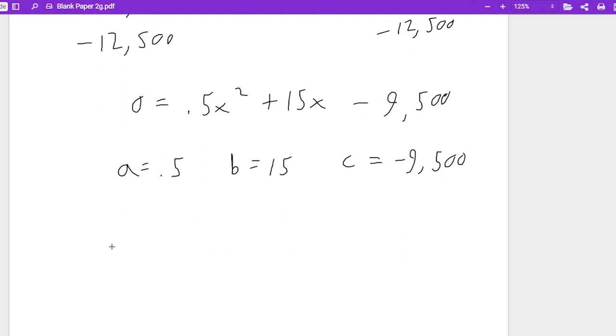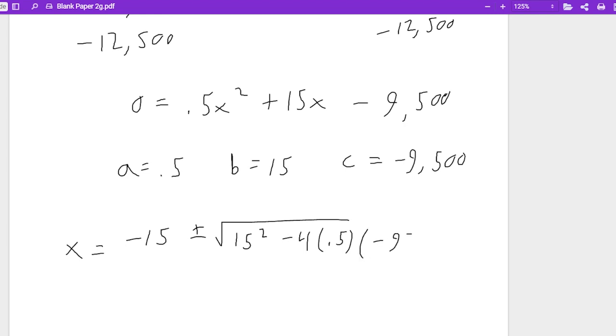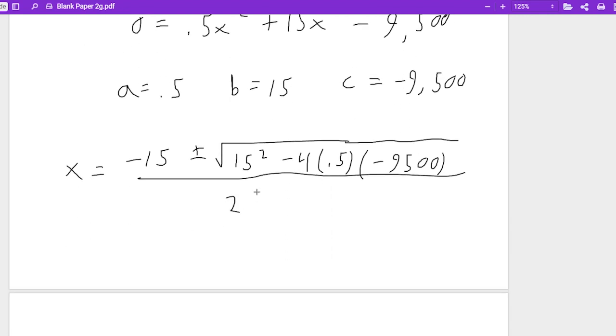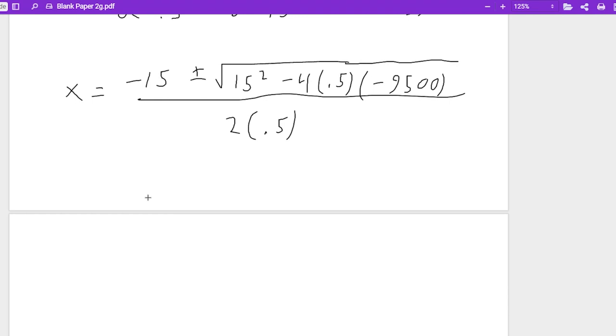So plugging in the equation, we've got x equals negative b, negative 15, plus or minus the square root of b squared, 15 squared, minus 4 times a, 0.5, times c, negative 9,500, all divided by 2a, so 2 times 0.5. Let's see what I get for the square root when I plug that in a calculator. So we don't get a round number, but that's okay.